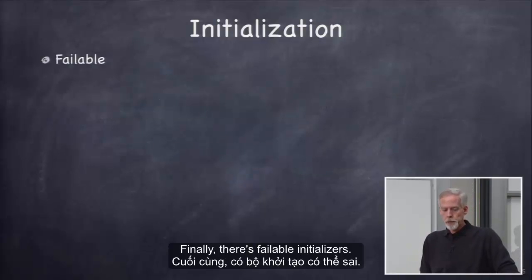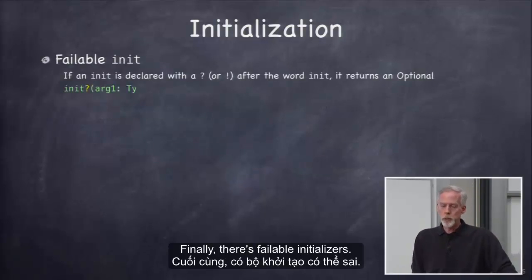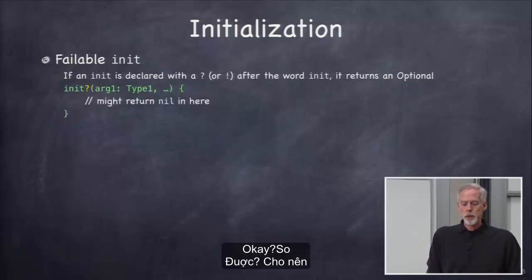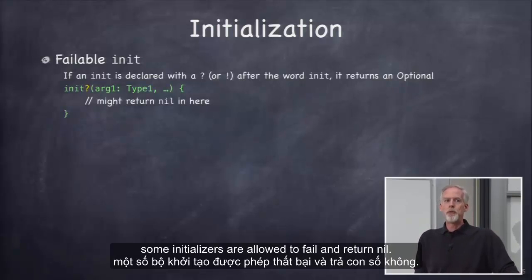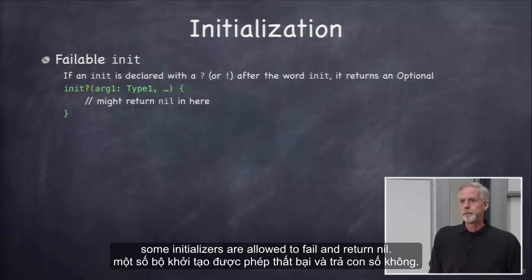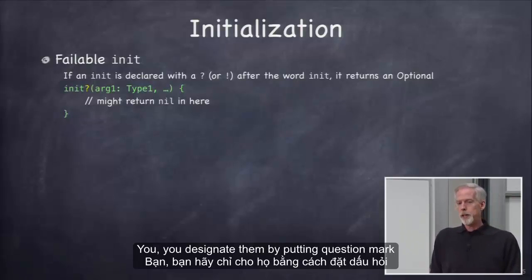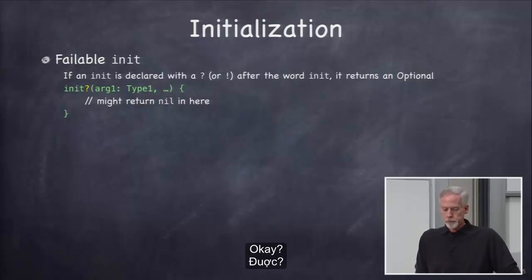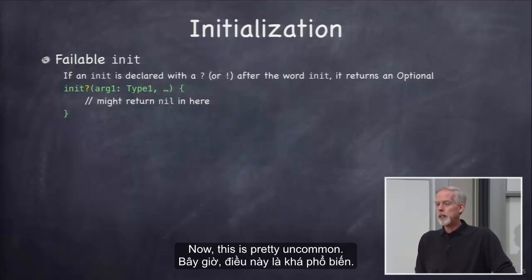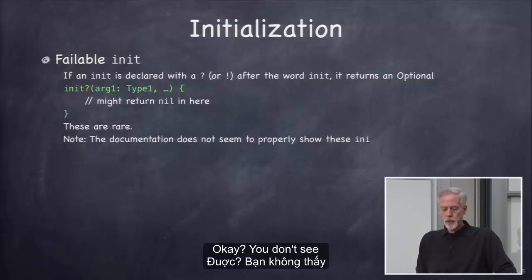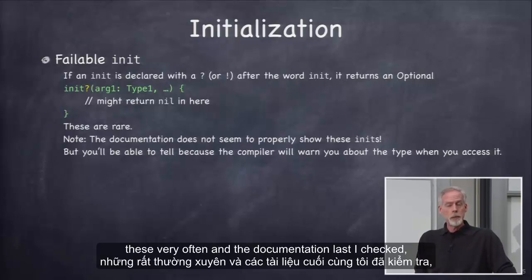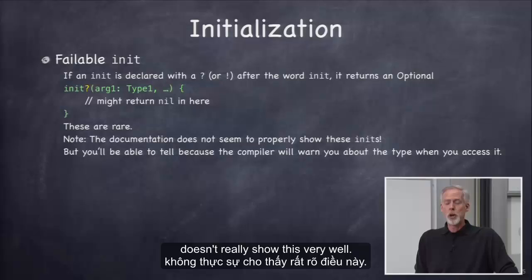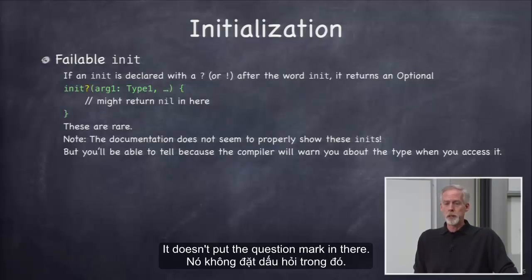Okay? Finally, there's failable initializers. So some initializers are allowed to fail and return nil. You designate them by putting a question mark after the init like this right here. Now this is pretty uncommon. You don't see this very often. And the documentation, last I checked, doesn't really show this very well. It doesn't put the question mark in there.